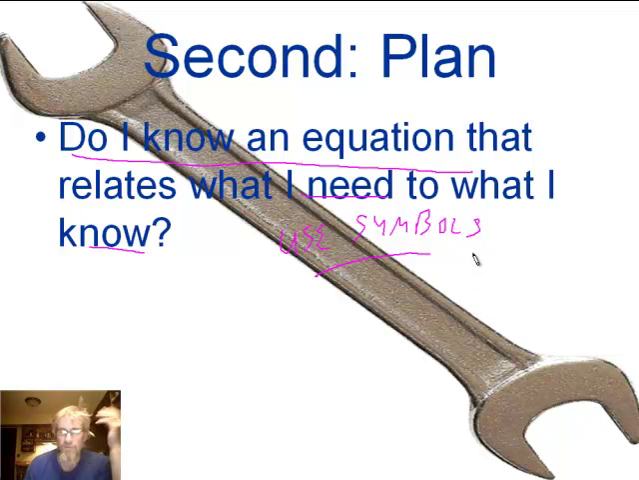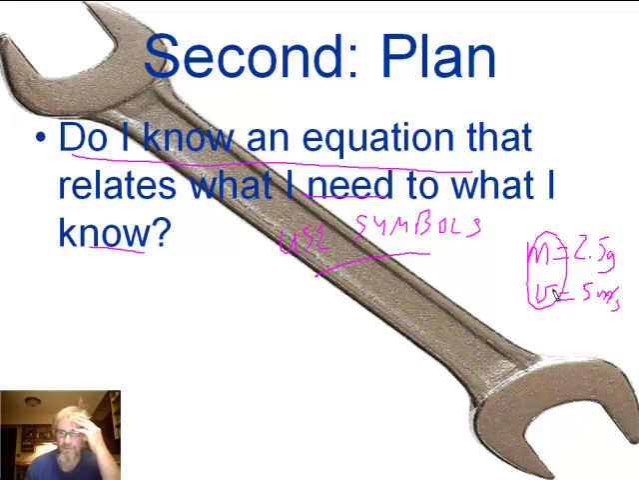For example, if what I know includes a mass, write down m equals 2.5 grams or whatever it is. If it's a speed, write down v equals 5 meters per second. Write it down in terms of these symbols that are familiar in physics, and that'll be easier then to find the equation that you need.